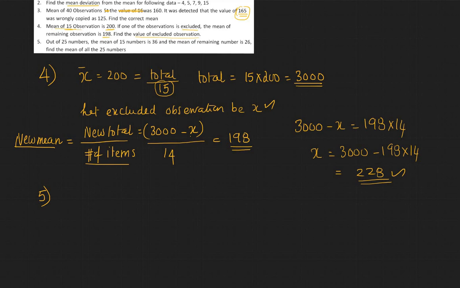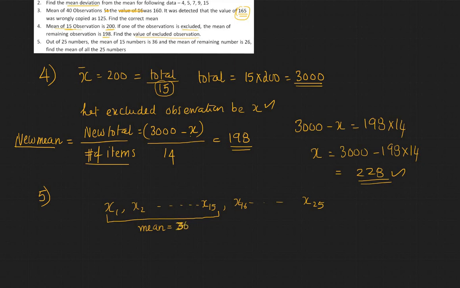So out of 25 numbers, how do you imagine 25 numbers? x1, x2, and so on to x25. So these are our 25 numbers. It says the mean of 15 numbers is 36. So let's say the mean of up to x15, and here is x16 onwards. So these are our numbers. So the mean of the first 15 numbers is given as 36.